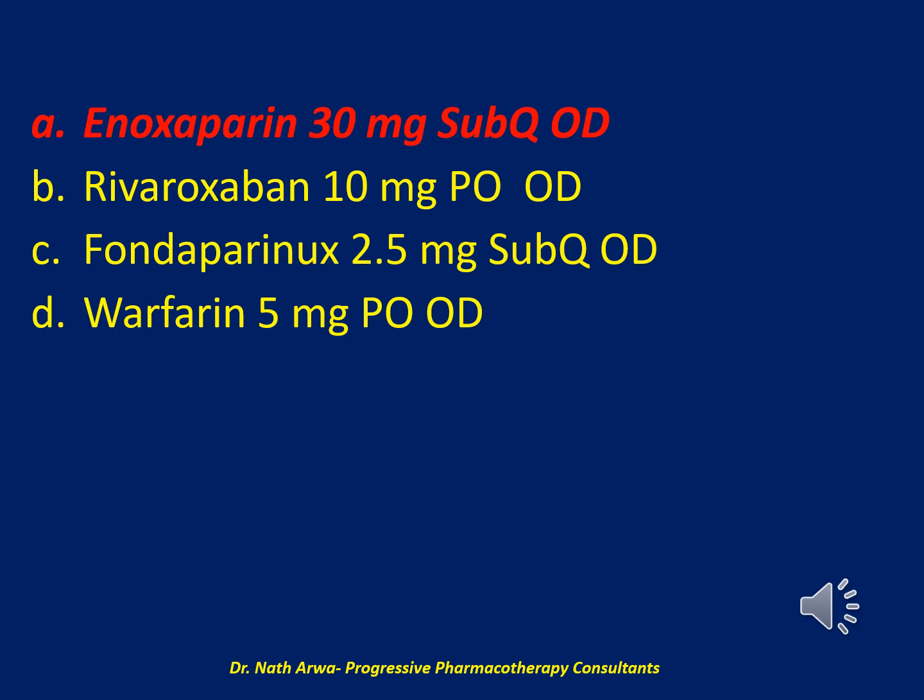Rivaroxaban has only been evaluated for extended prophylaxis in acute medically ill patients, and patients with a creatinine clearance of less than 30 ml per minute were excluded from the trial. Therefore, answer B is incorrect. Answer A is correct because enoxaparin has been evaluated as safe and effective VTE prophylaxis in acute medically ill patients, and the dose of 30 mg once daily is correct for patients with severe renal insufficiency. Please advance to the next question.